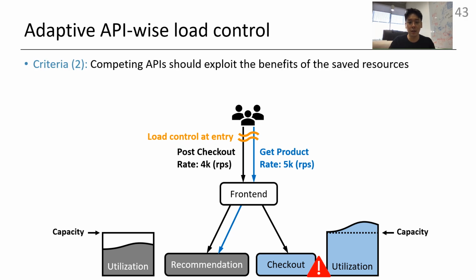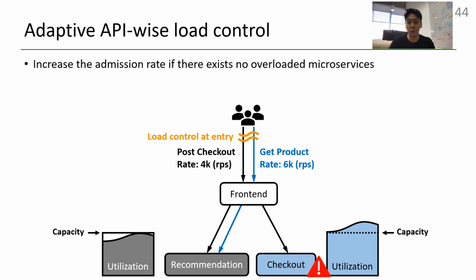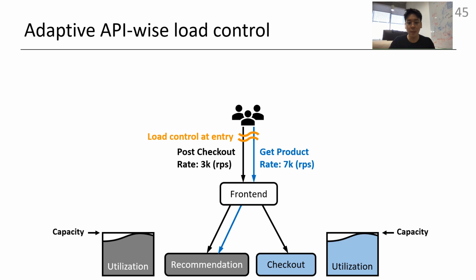To compensate for this, we satisfy criterion 2 by searching APIs for rate increase. First, we examine the execution paths of the rate-limited APIs, post-checkout and GET product. We identify which execution path contains an overloaded service. Then we increase the rate of APIs that do not experience overload anymore, which is GET product. This will bring recommendation's utilization up to its full capacity. As we iterate the procedures, finally we will serve 3K post-checkout requests and 7K GET product requests, as in the Oracle example.